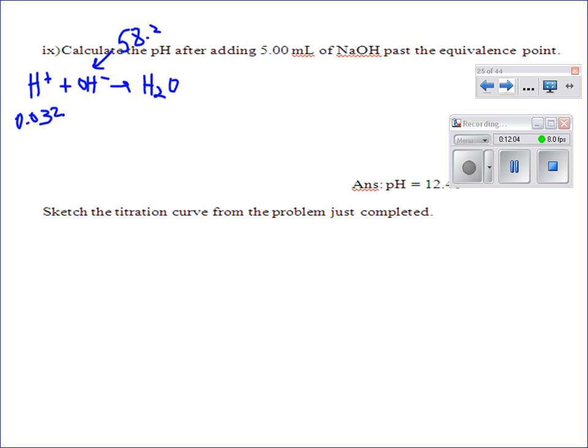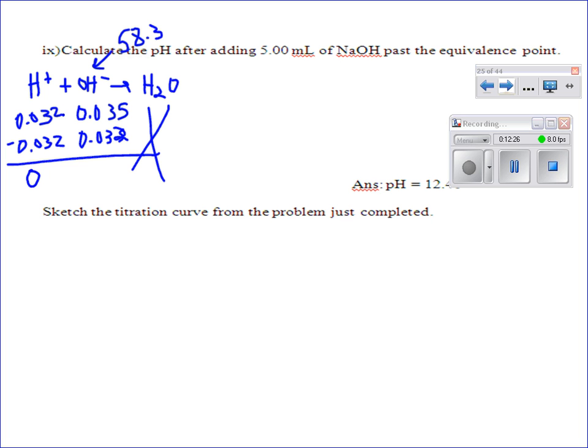58.3. So 0.0583 liters times the 0.6 molar gives us what? 0.035. Oh, look what's happening here. What happened this time? We ran out of acid. So now the base is going to take over, and we end up with 0.003 moles of OH-.